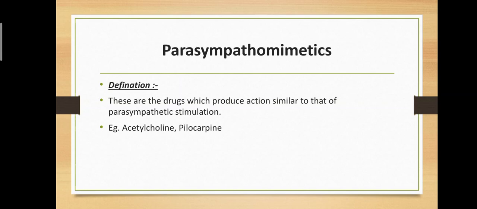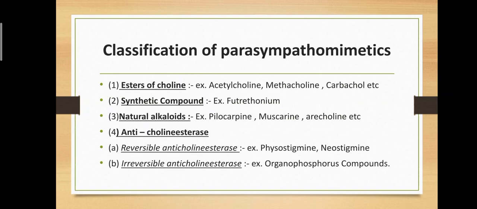Parasympathomimetics. What is the definition of parasympathomimetics? These are the drugs which produce action similar to that of parasympathetic stimulation. Example: acetylcholine and pilocarpine. Classification of parasympathomimetics.